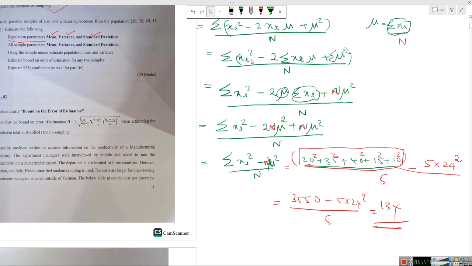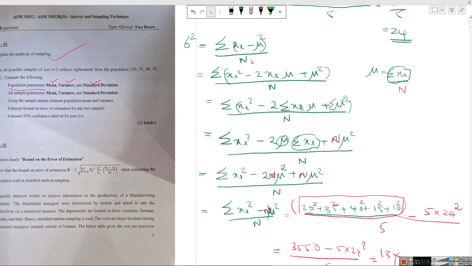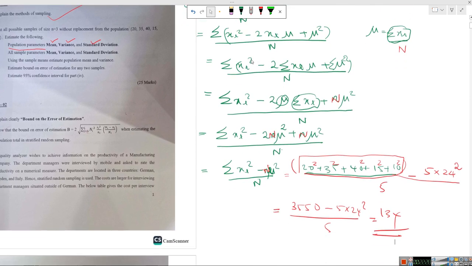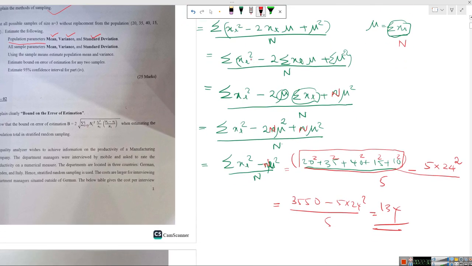Right. Now we will move to the next one. Now we have found out the variance. Now the standard deviation is simply the square root of the variance, right? So this is what we have already studied. So the square root of 134 is 11.5758369, which is the standard deviation of the population.